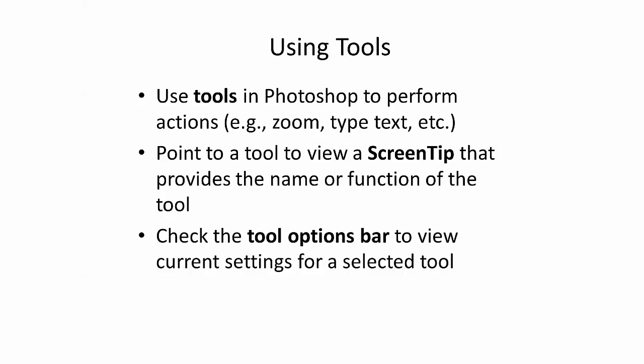Use tools in Photoshop to perform actions. Example: zoom, type, text, etc. Point to a tool to view a screen tip that provides the name or function of the tool. Check the Tool Options bar to view current settings for a selected tool.